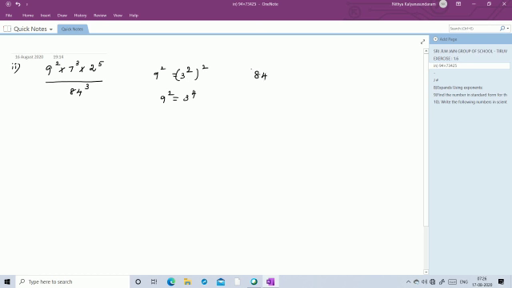Then 84, divide with 2 table: 2 2s are 4, 2 4s are 8, 2 2s are 4. Then again 2 table: 2 2s are 4, 2 1s are 2. Then 3 table: 3 7s are 21. Then 7 1. If it is possible to split the number, you can split. So 84 we can write as 2² into 3 into 7. So instead of 9² you can write 3⁴, and 84 you can write 2² into 3 into 7.